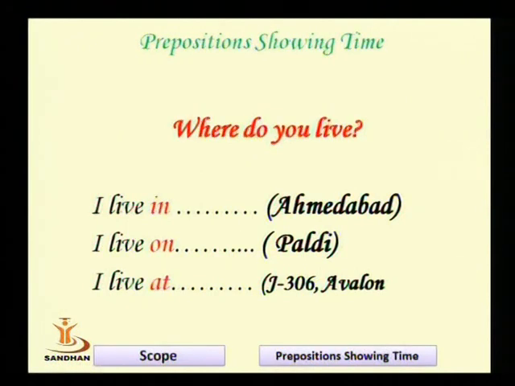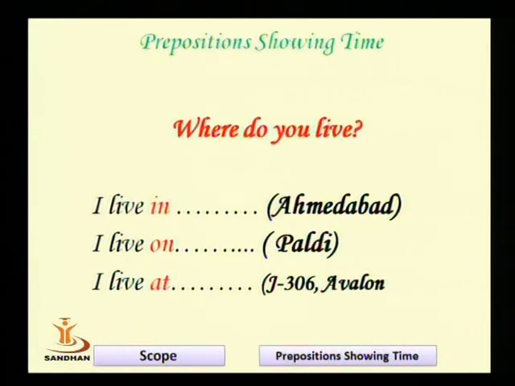Second, I live on Paldi. That means when you want to use the preposition "on", the next word is the street, the main street where you belong. For example, if you are living in the US, I live in the US, and if I want to use the preposition "on", I live on Northeast. Okay, the third one: I live at. If you want to use "at", we use a specific address. Here I have written J, it's a block, 306 is the number, and Avalon Courtyard is the name of the building.